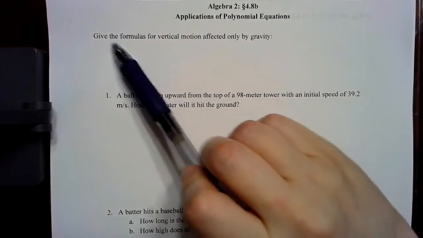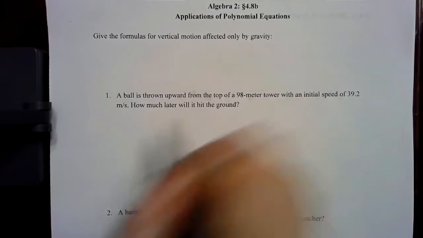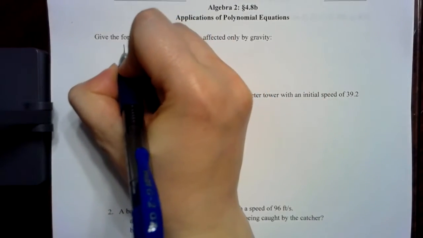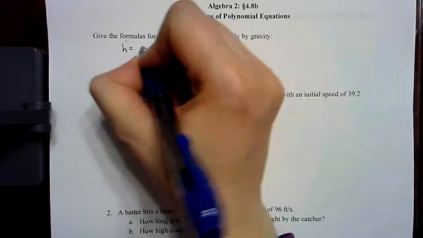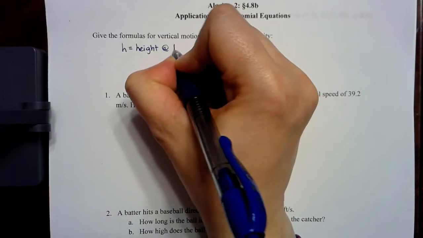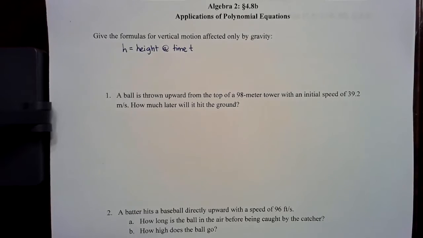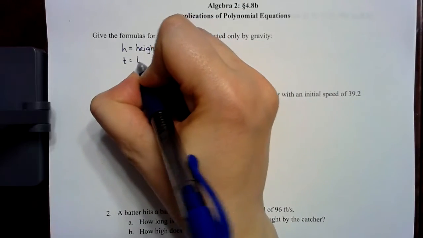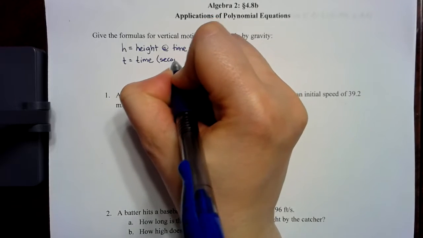So there are some formulas on how gravity affects objects on Earth, and they are going to depend on what units we use. But let's give the variables first. So my variable h is going to be the height of the object at any given time. So it's something that's going to be changing. It's actually a variable. We have our t being the time measured in seconds.